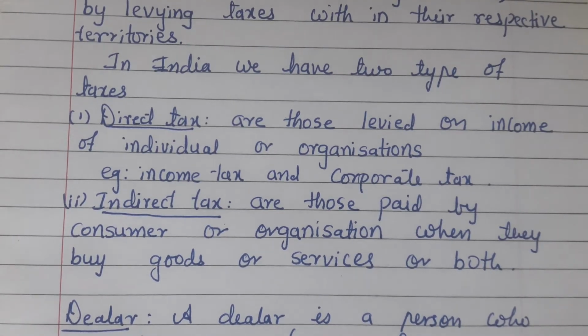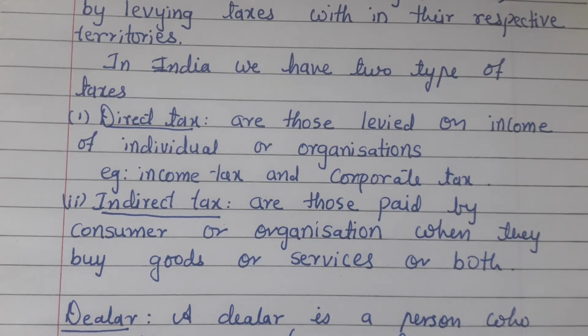First, direct taxes are those levied on the income of an individual or organization, for example income tax and corporate tax. Second, indirect taxes are those paid by a consumer or organization when they buy goods or services or both.